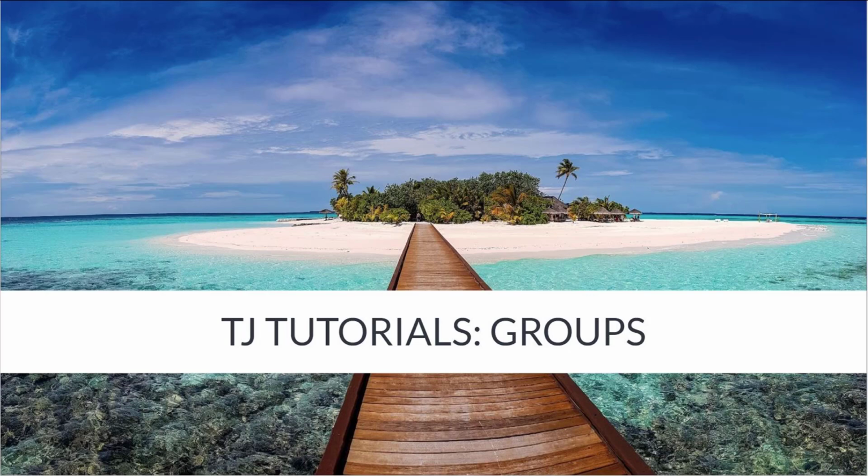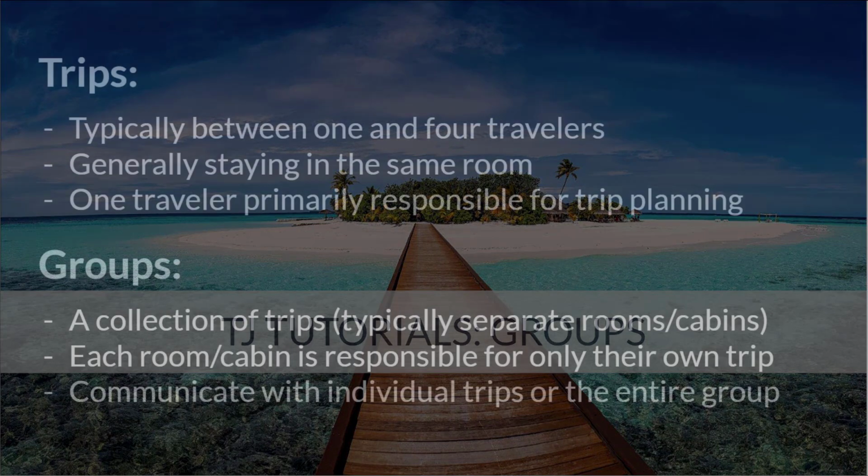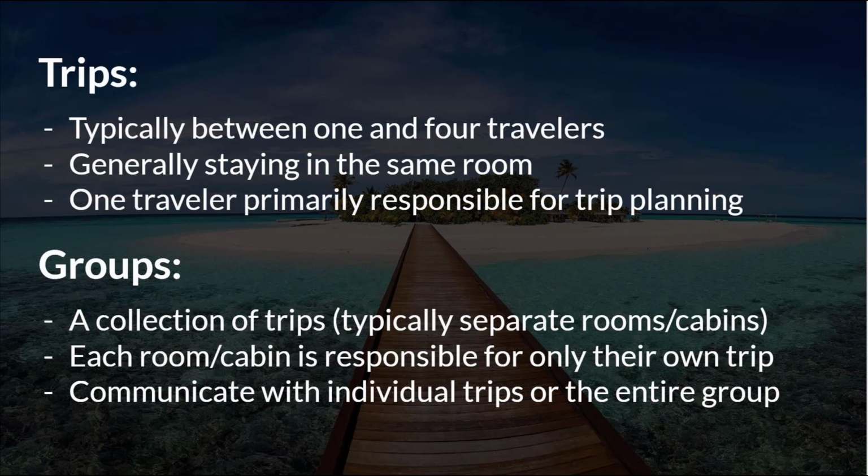TravelJoy groups give you a powerful set of features to handle several trips going to the same destination. First, it's important to understand the difference between a trip and a group. Simply put, a trip consists of one or more people traveling together, generally staying in the same room, and generally with one primary traveler handling most of the communication. A group, on the other hand, is a collection of trips.